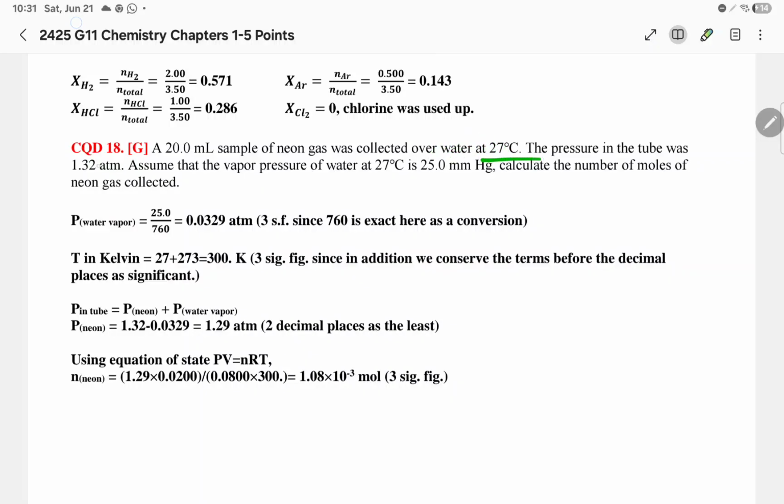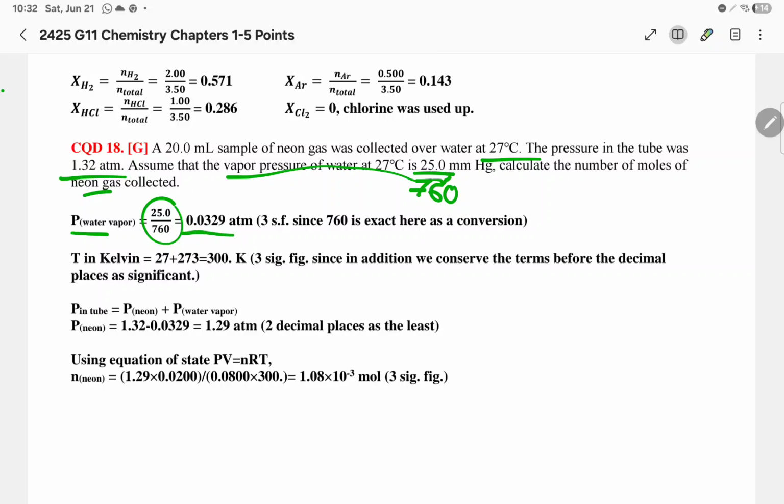The pressure in the tube was 1.32 atmosphere. Assume that the vapor pressure of water at 27 degrees is 25 millimeter Hg, which to convert to atmosphere you divide by 760. They're asking us to calculate the number of moles of neon. So the pressure of water vapor is going to be 25 over 760, like I said. Or sorry, this isn't partial pressure, this is just pressure. It's going to be 0.0329 atmosphere.